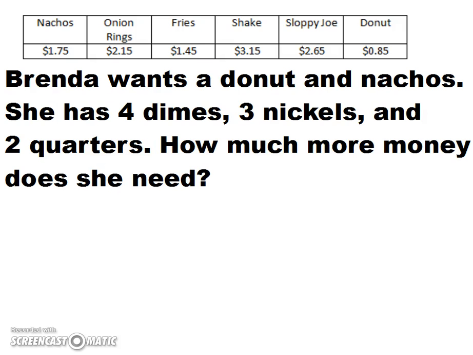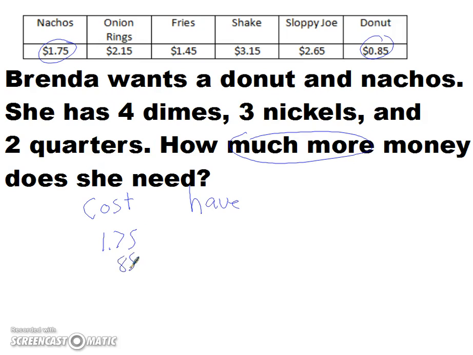And last one. Brenda wants a donut and nachos. She has 4 dimes, 3 nickels, and 2 quarters. How much more money does she need? Much more means minus, so I know at some point I'm subtracting. So first thing I need to see is how much does it cost? And how much does she have? So how much would it cost for a donut and nachos? $1.75 and 85 cents. I add them together. She needs $2.60.